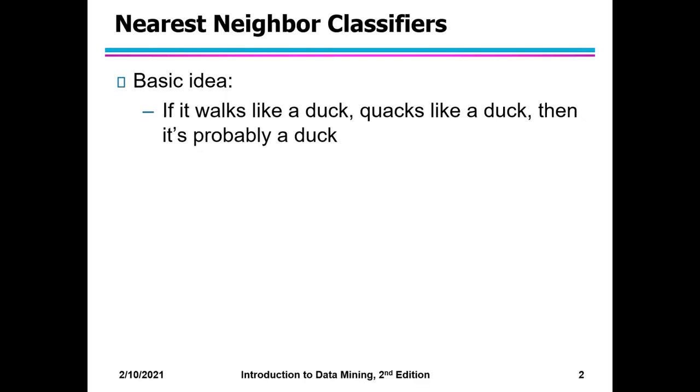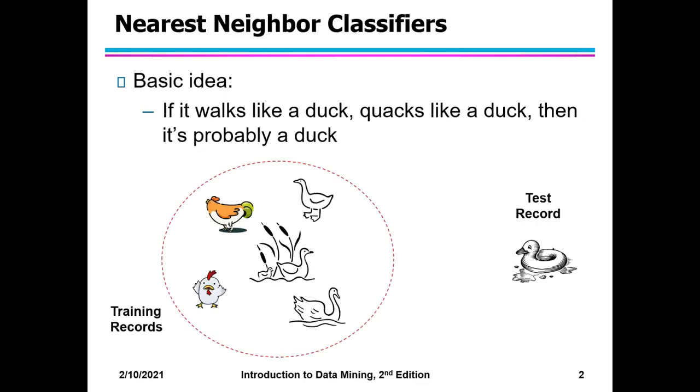Proximity means who is lying around you. For example, if it walks like a duck, quacks like a duck, then probably it's a duck, right? So computer usually works like that, how it looks and how it behaves. So based on the behavior or based on the distances, we predict.